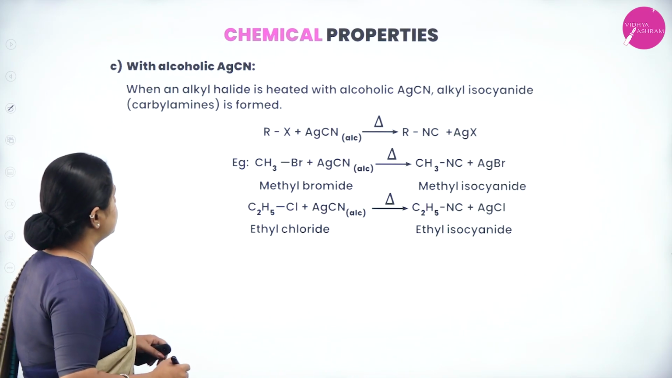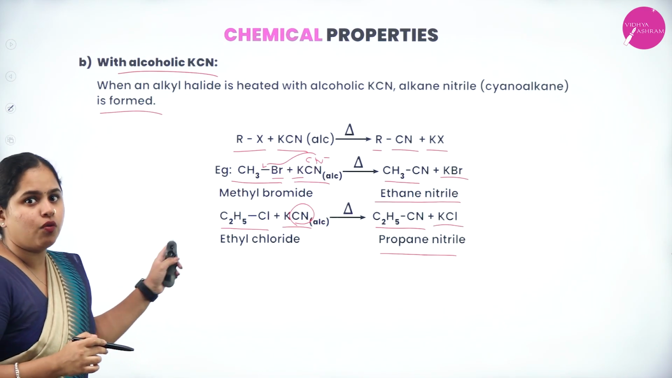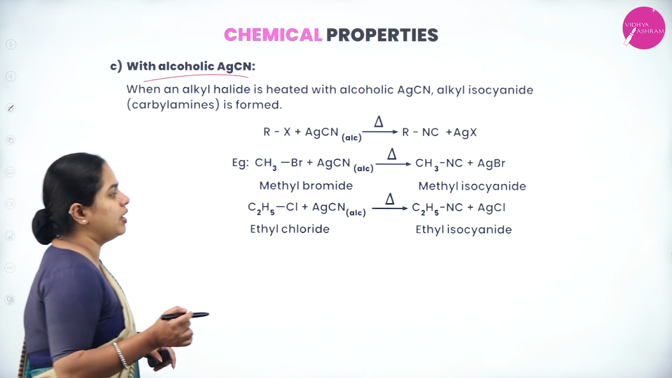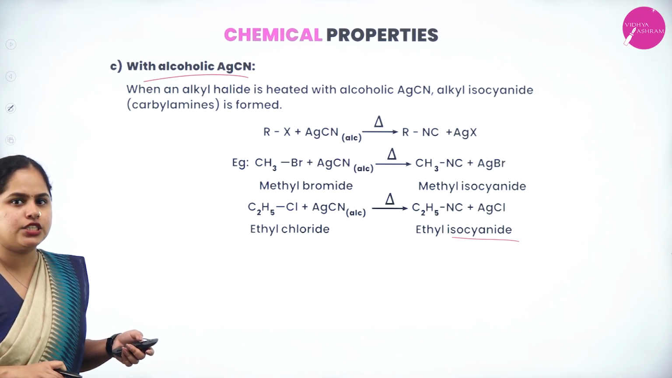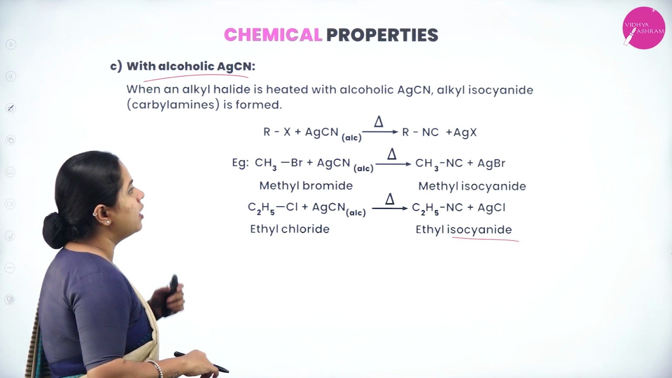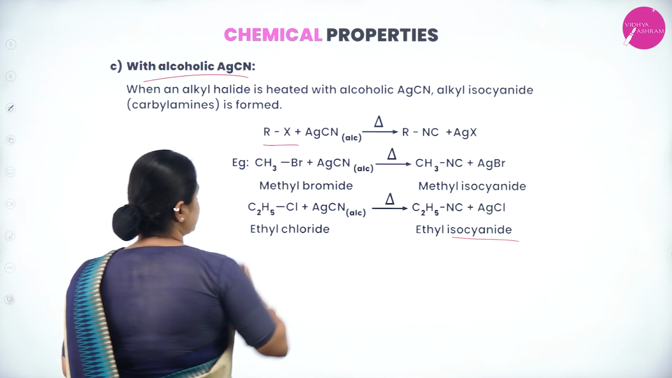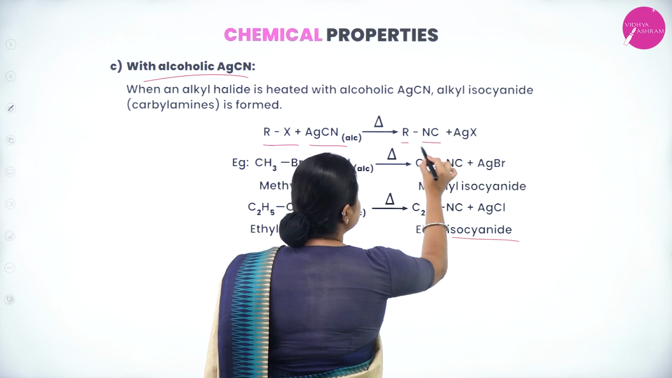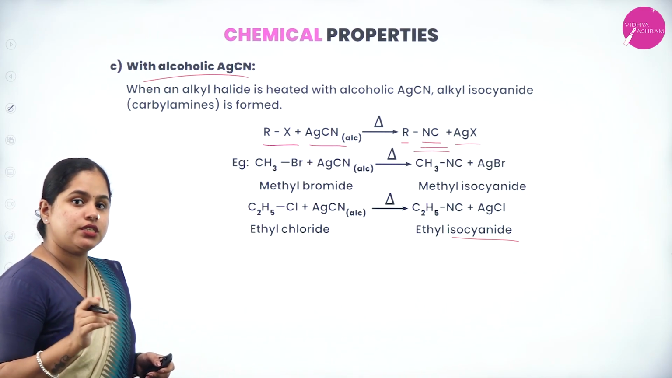Now another possibility is with alcoholic AgCN. We have used KCN here and are getting nitrile. Now using AgCN, we will get isocyanide. What is the difference between KCN and AgCN? When an alkyl halide is heated with alcoholic AgCN, alkyl isocyanide or carbylamine is formed. When the haloalkane reacts with AgCN, RNC is formed, along with silver halide. RNC is isocyanide.